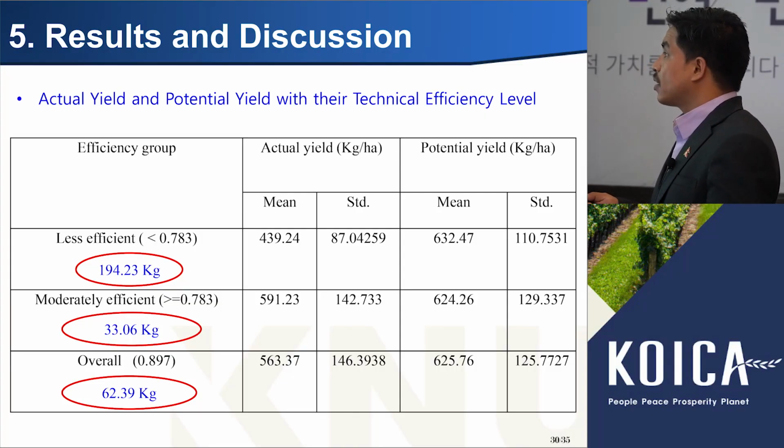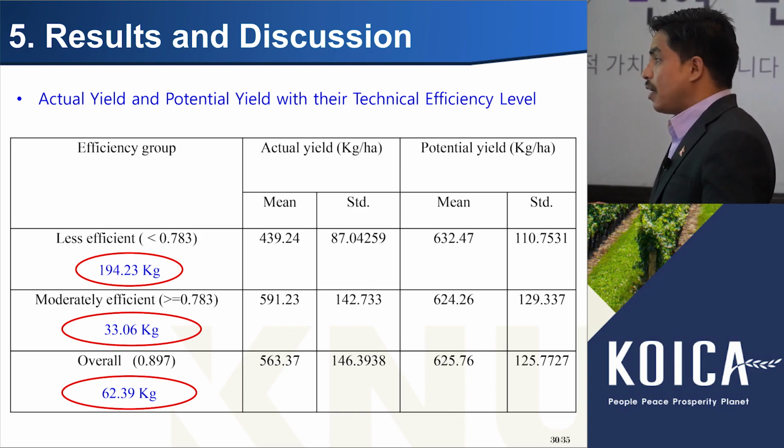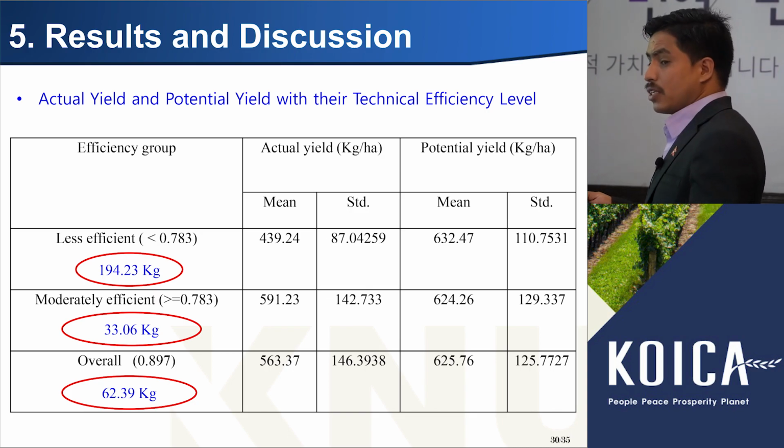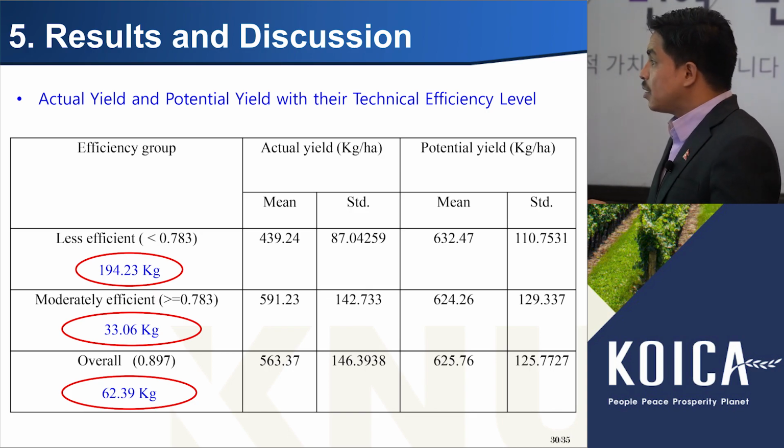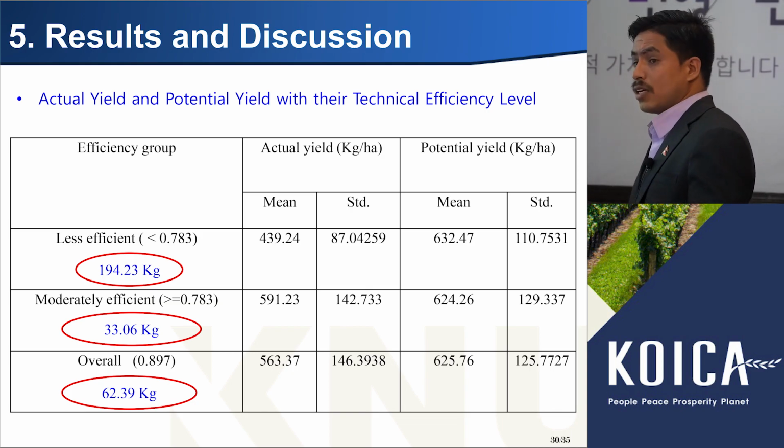With respect to technical efficiency, the less efficient farmer and the moderately efficient farmer have a difference between actual and potential yield. Here, the less efficient farmer has the highest difference between actual and potential yield, that means a 194.23 kg yield difference. The moderately efficient farmer has the lowest, only a 33.06 kg yield difference between actual and potential yield.